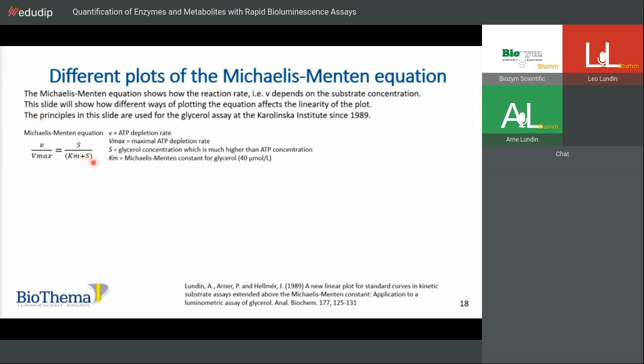Here is the Michaelis-Menten equation, and here are the parameters. And here comes the graph of the Michaelis-Menten equation plotted as V versus substrate concentration. If you go in at half the maximal velocity, you can come down to the Km value, 40 micromoles per liter.